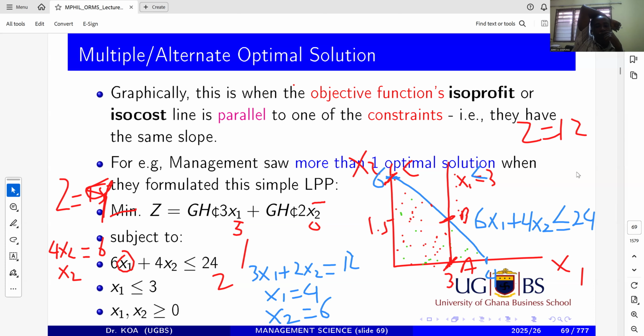Now, let's go to the next corner point here. This is the interesting part here. The next corner point is 0 and 6. X1 is 0. X2 is 6. Substitute them. What do you get for Z? At the corner point C. 12. You should also get 12. So what does that mean? That means that anything between B and C is what?